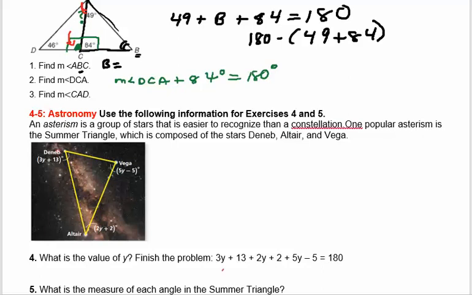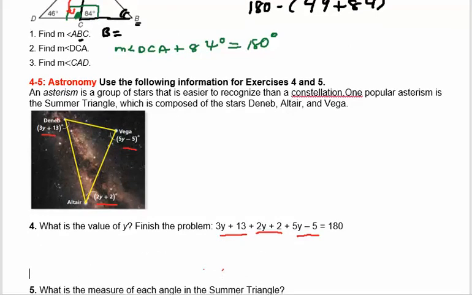I already started this. I took the 3y plus 13 for Deneb plus the 2y plus 2 for Altair plus the 5y minus 5 for Vega, and I added each of those expressions up, and that's equal to 180. So you need to solve this. You might need some more space, I would. You can hit return a couple times to get some more space before you print this, or if you're just typing, you can just go ahead and add as many lines as you need.